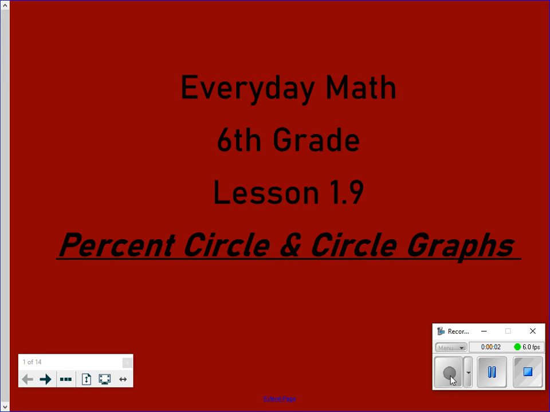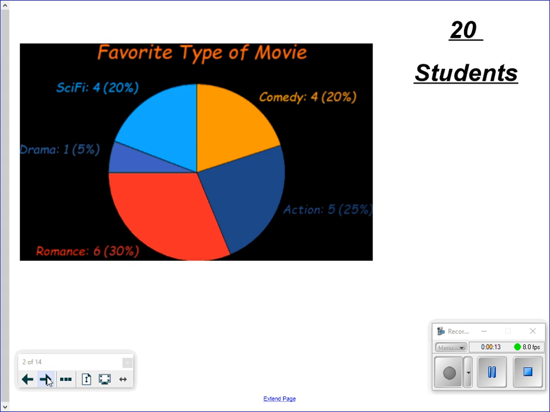Hello, sixth graders. It is time for today's lesson, and we are working with percent circles and circle graphs today. Probably a little review from the past, but a little review doesn't hurt anybody. Let's take a look at this percent circle and circle graph.